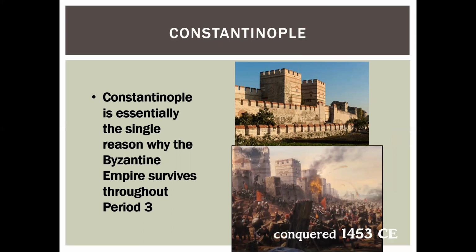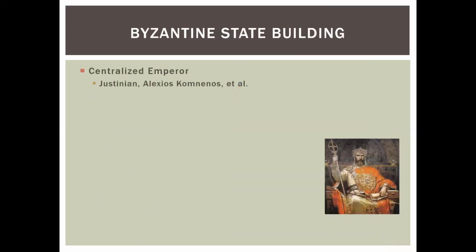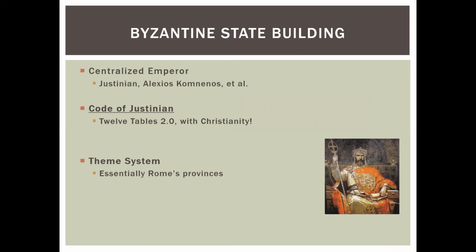It does eventually get conquered in 1453 by the Ottomans, and we're going to talk about why that happens, and it's thanks to some key technology that comes in period 4 next week. But Constantinople keeps the Byzantine Empire alive, and you need to remember that the Byzantine Empire is Christian, so the Byzantine Empire legitimizes Christianity. They also create law codes based on the Roman 12 Tables. This is known as the Code of Justinian.